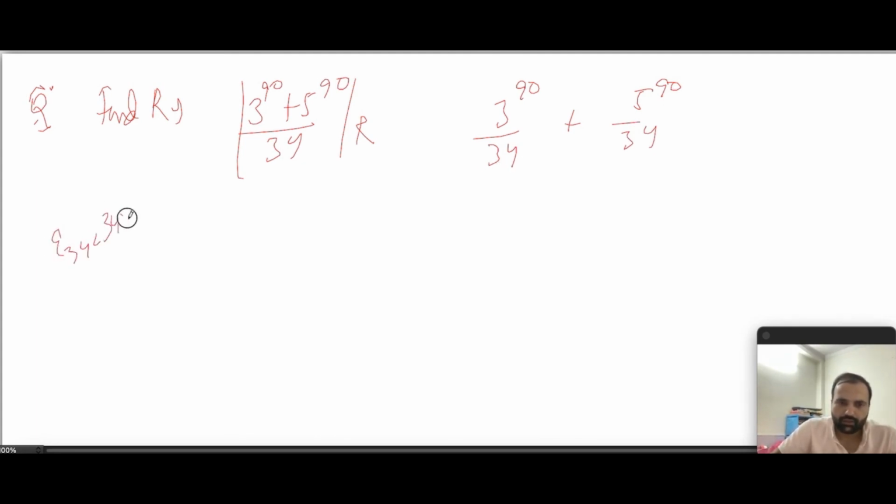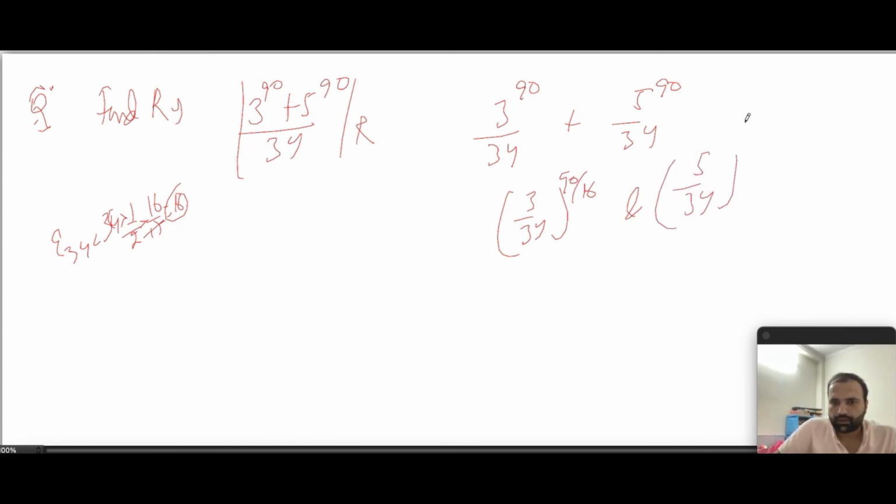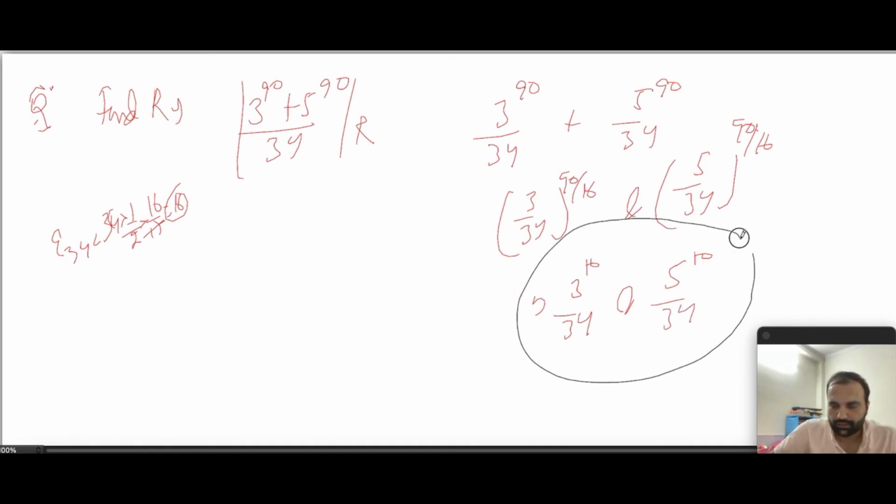Again, Euler of 34, we will take 34 into 1/2 into 16/17. It should be 16. So 3^90 by 34, 90 by 16, so we have 10, and now we can't go from here, isn't it? We are stuck over here. So how to proceed over here? I'll tell you now.